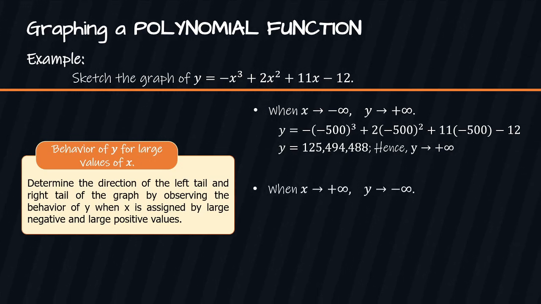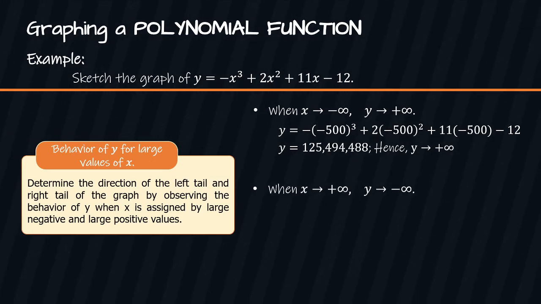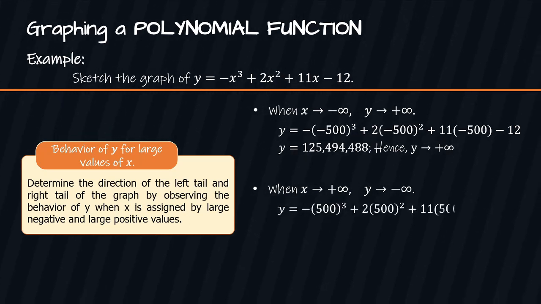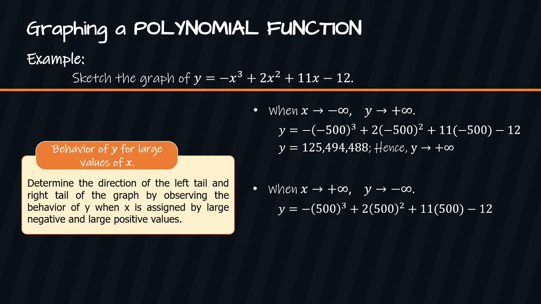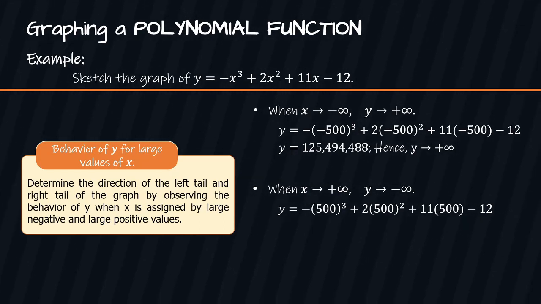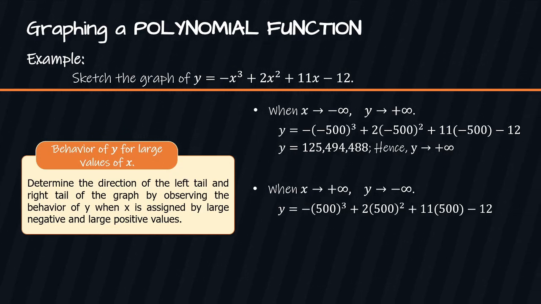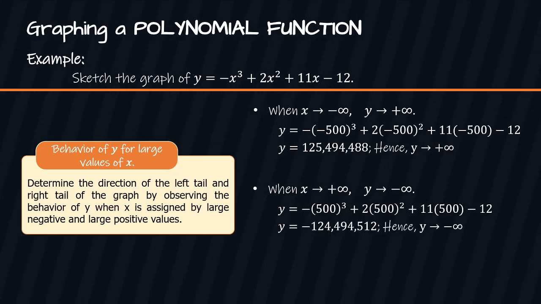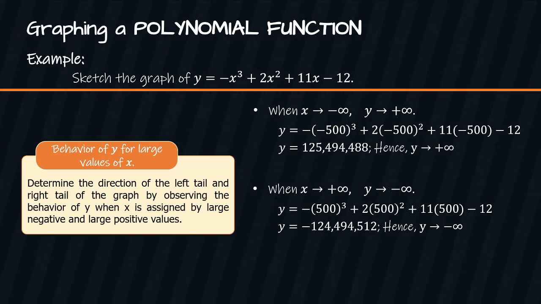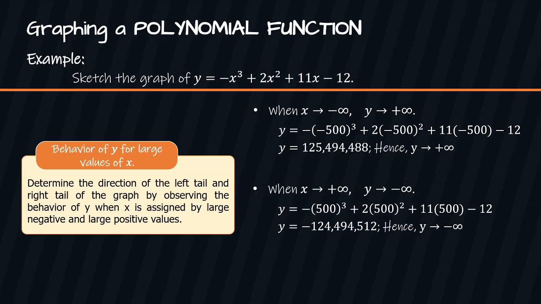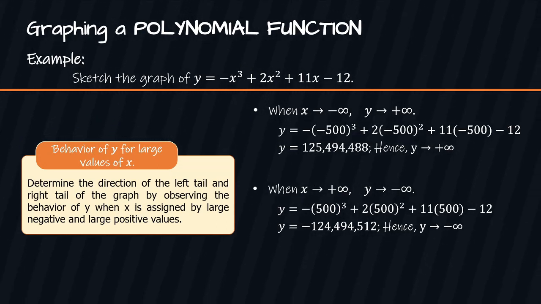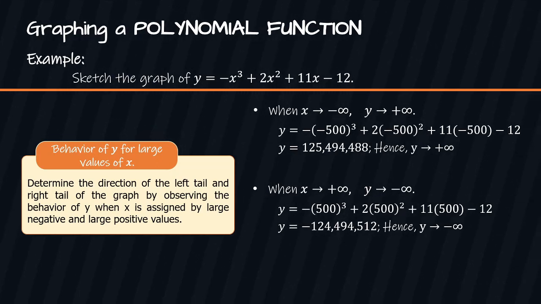Whereas, when x approaches +infinity, y approaches -infinity. Here's the proof. Note that our 500 is our assumption, our assigned large positive value. Then y is equal to a large negative value. Therefore, y approaches -infinity. Or we could say that when x approaches +infinity, y approaches -infinity.